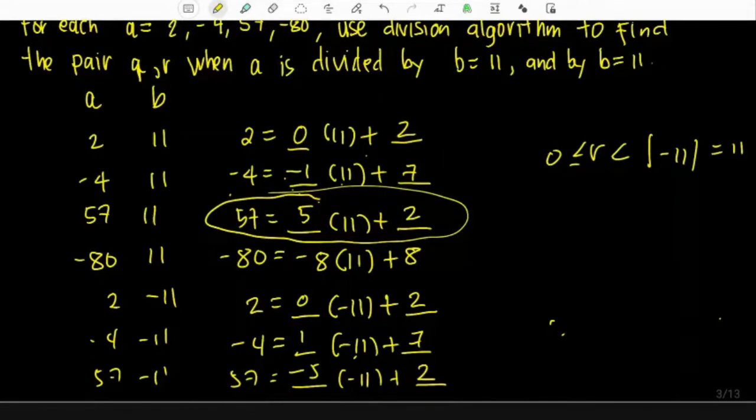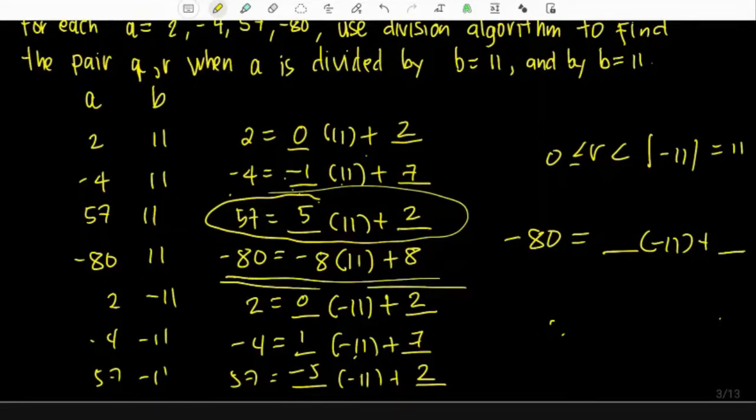Alright? And finally, pagka negative 80, negative 80 can be written as times negative 11 plus something. So, kung alam mo na to, all you need to do is to make up for the negative. So, since nandun na yung negative sa 11, 8 na lang to. Plus 8. Ay, wait lang. Ba't parang mali yung ano ko? Tama. Negative 88 plus 8. Right. Okay. Na-confuse ng konti si sir.